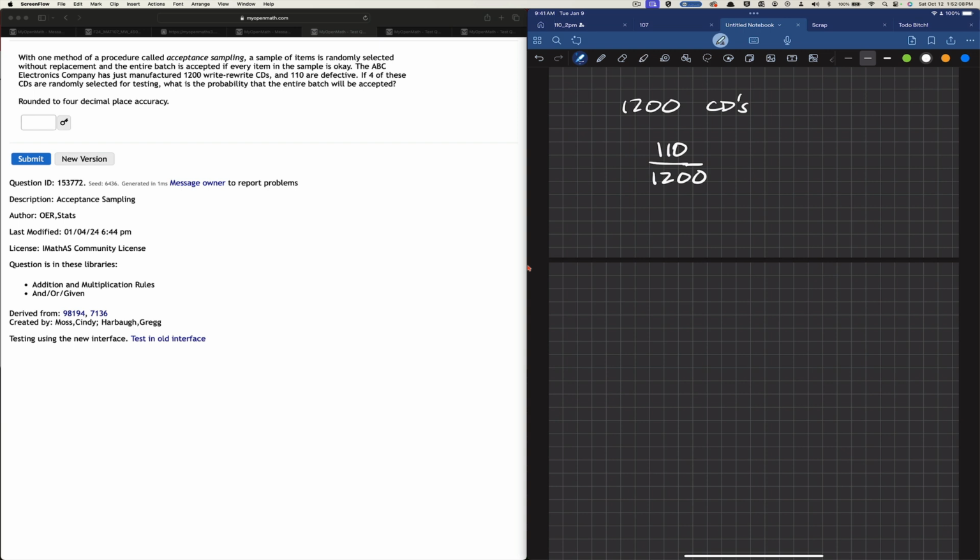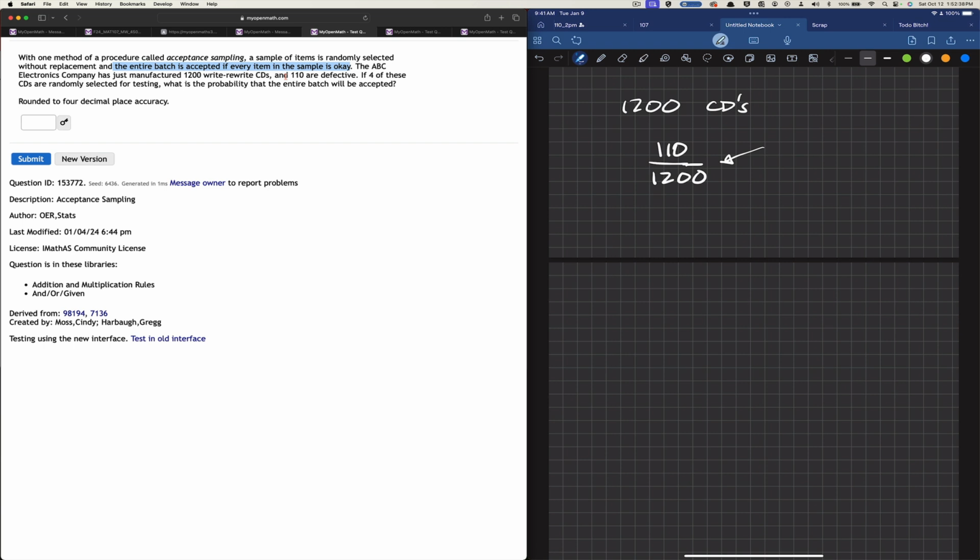If 4 of these CDs are randomly selected for testing, so we're going to draw 4 out, what is the probability that the entire batch will be accepted? So we have to think about, what does it take for the entire batch to be accepted? Remember, it says the entire batch is accepted if every item in the sample is okay. So in other words, we don't want this probability. We want its complement.